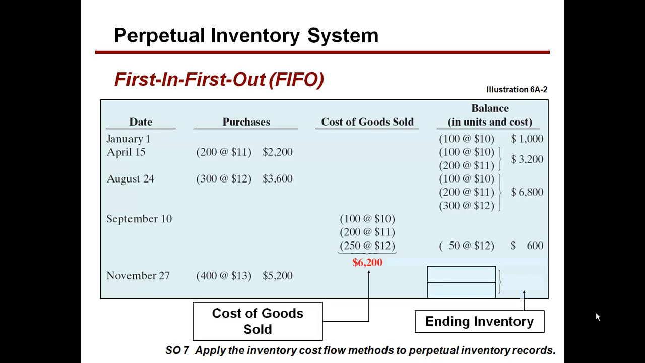Next date in sequence, November 22nd, we bought 400 additional units at $13 each. Again, an inflationary assumption is made here. Nothing was sold on that day, so therefore we'll bring our layer of 50 at $12 down, untouched, and add our 400 at $13. Extend those out individually, and our total ending inventory at the end of November is $5,800.